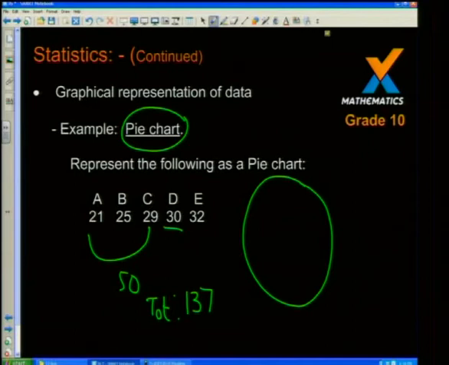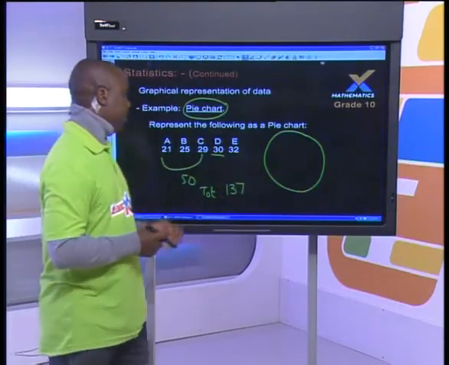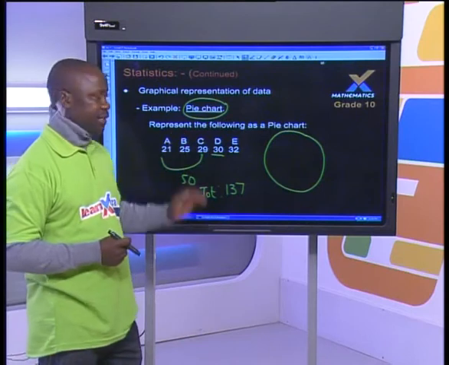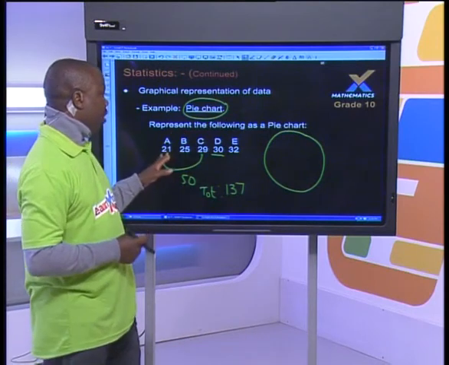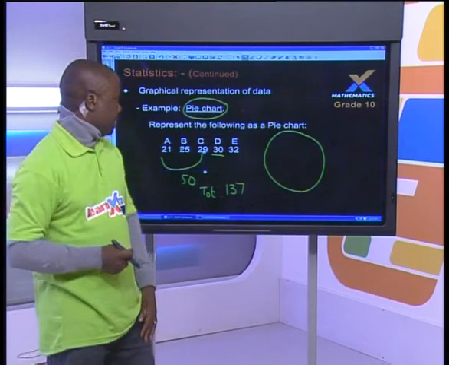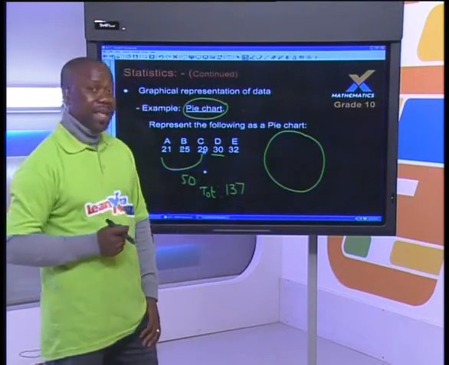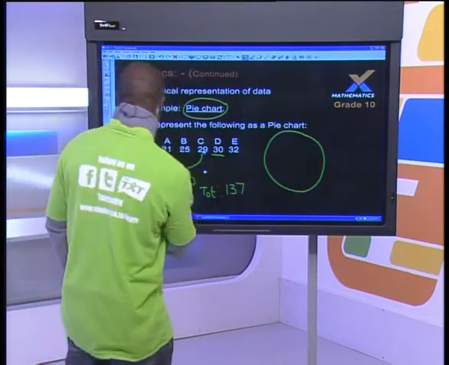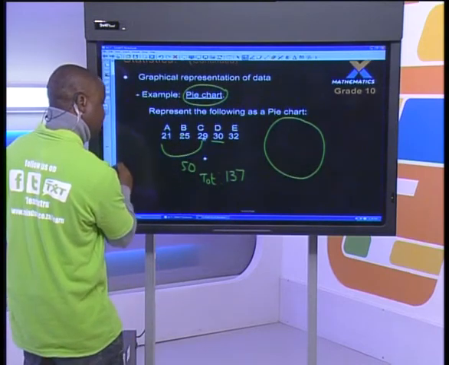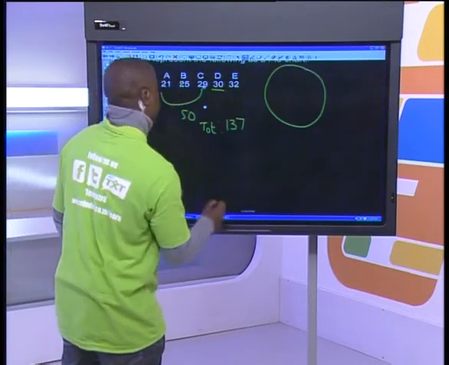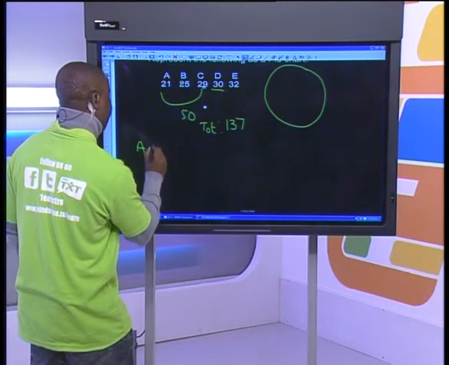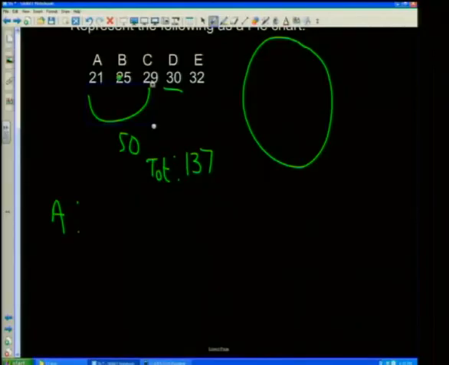If I want to represent those, I've given these things names. It could be industries, or it could be departments, all right? The A, B, C, D, E that I've represented there. So they all have a portion of the pie, all right? So out of 137, you're going to work out that, okay, let's take A. You're going to work out that out of 137, you've got 21 for A.